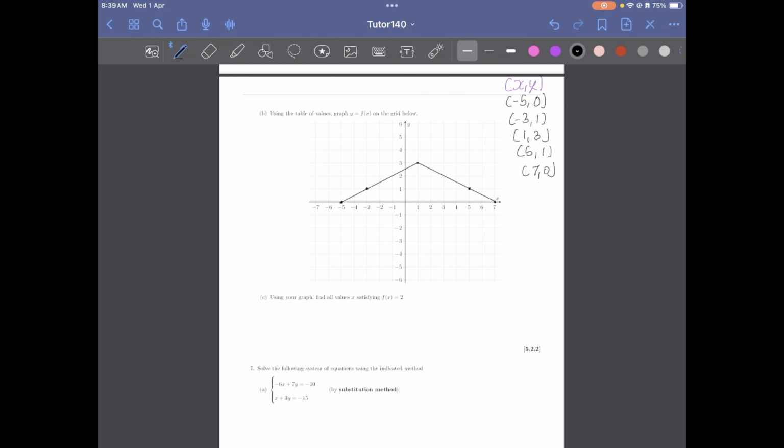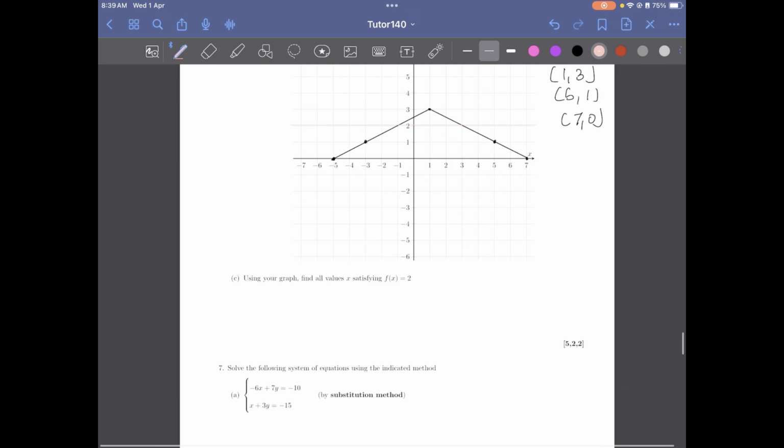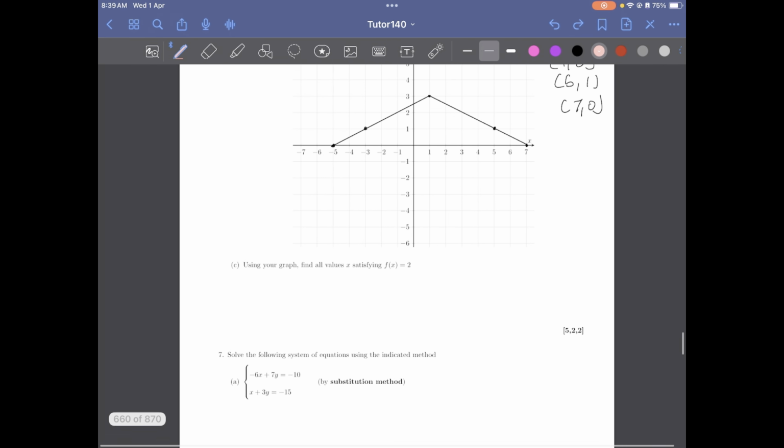Okay, so now using your graph, find all values x satisfying f of x is equal to 2. So I like to just draw a straight line through where f of x is equal to 2. That's where y is equal to 2. And you see it intersects the graph right here and right here. What is the x value here? Negative 1. What's the x value here? 3. So the two x values satisfying f of x is equal to 2 are negative 1 and positive 3. But I'd recommend drawing that in pencil, because I don't want you to leave that on your graph.